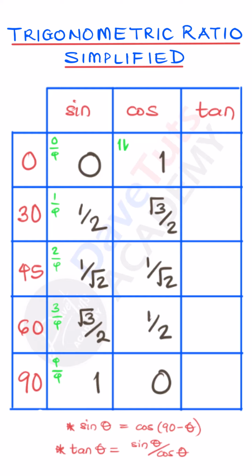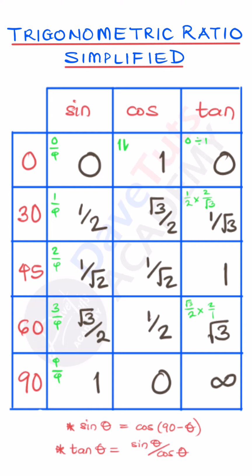For tangent, tangent is sine over cos. So in the first case, we are going to have 0 divided by 1, and that will be 0. In the second case, we have 1 over 2 divided by root 3 over 2, and that will be 1 over 2 times 2 over root 3, which will be 1 over root 3. For 45, it will be 1 over root 2 divided by 1 over root 2, and that will be 1. And then for 60, it will be root 3 over 2 divided by 1 over 2, which will be root 3 over 2 times 2 over 1, and that will be root 3. And then for 90, it will be 1 over 0, and that will be infinity.